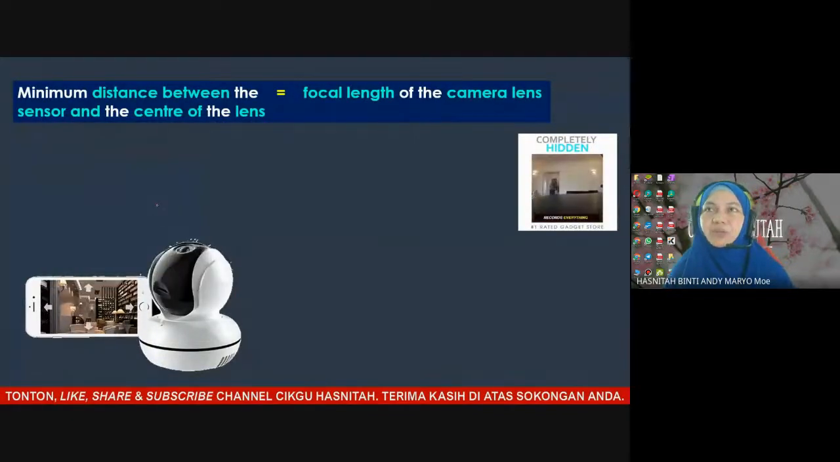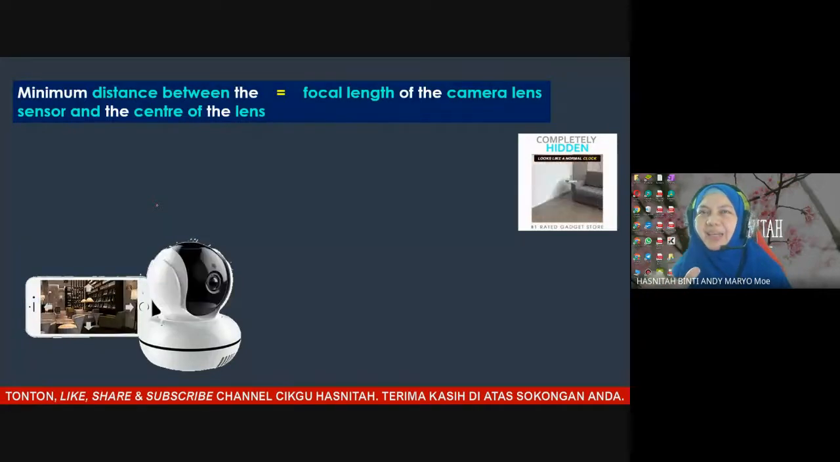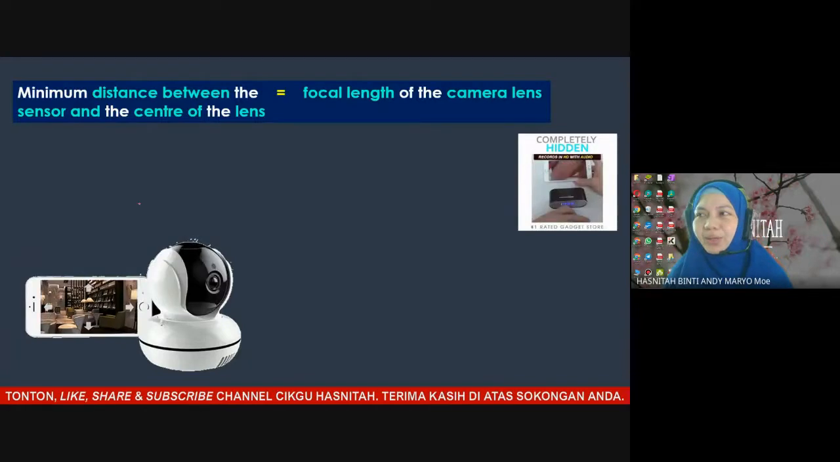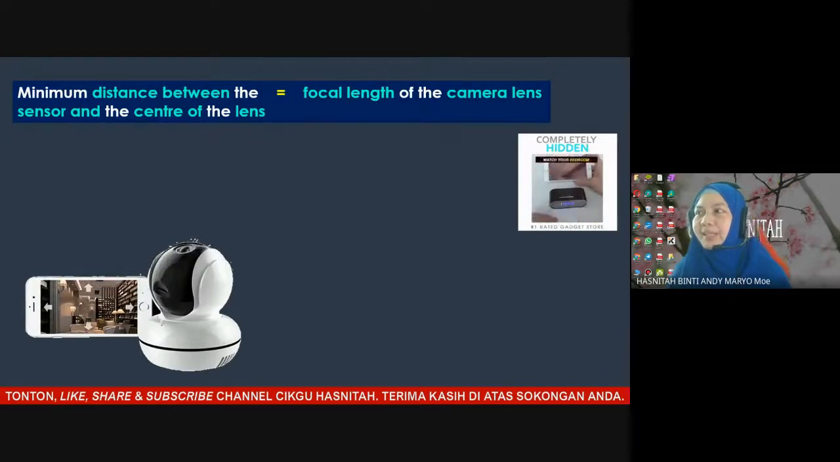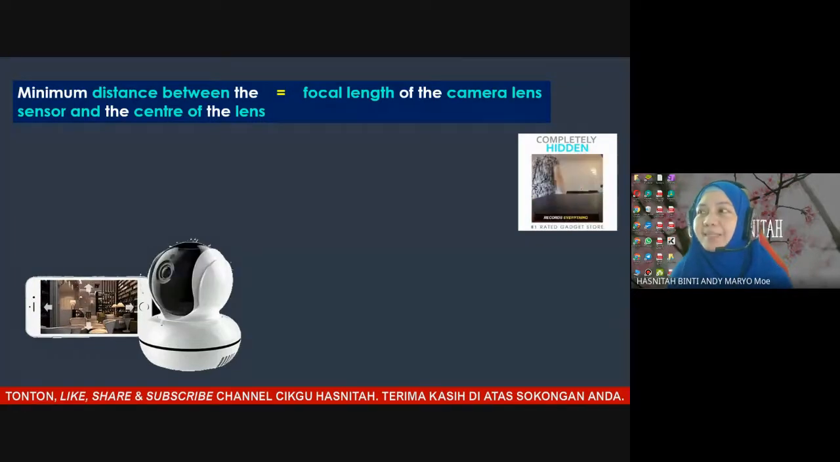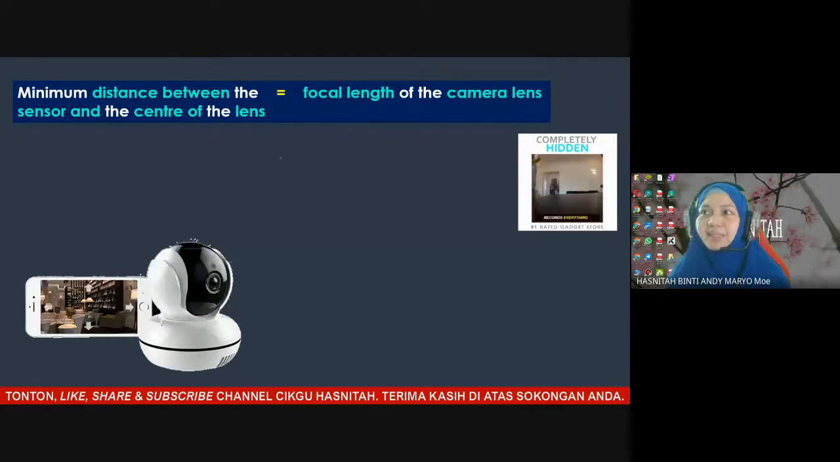Nowadays, we have a very tiny CCTV. You cannot imagine it acts like a CCTV also. Kadang-kadang you tak perasan pun dia CCTV. For example here, it appears to be like a watch, macam jam saja, but actually inside there is a CCTV.